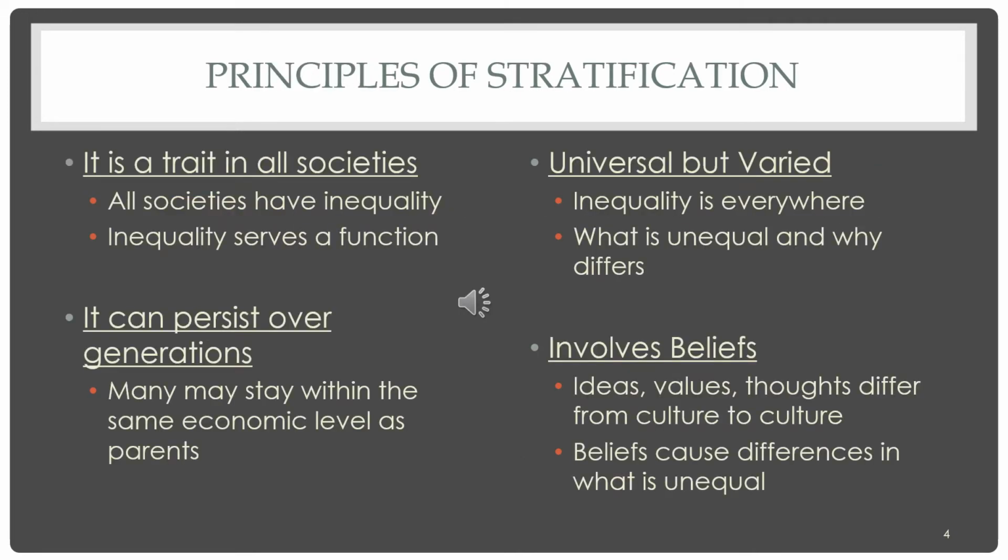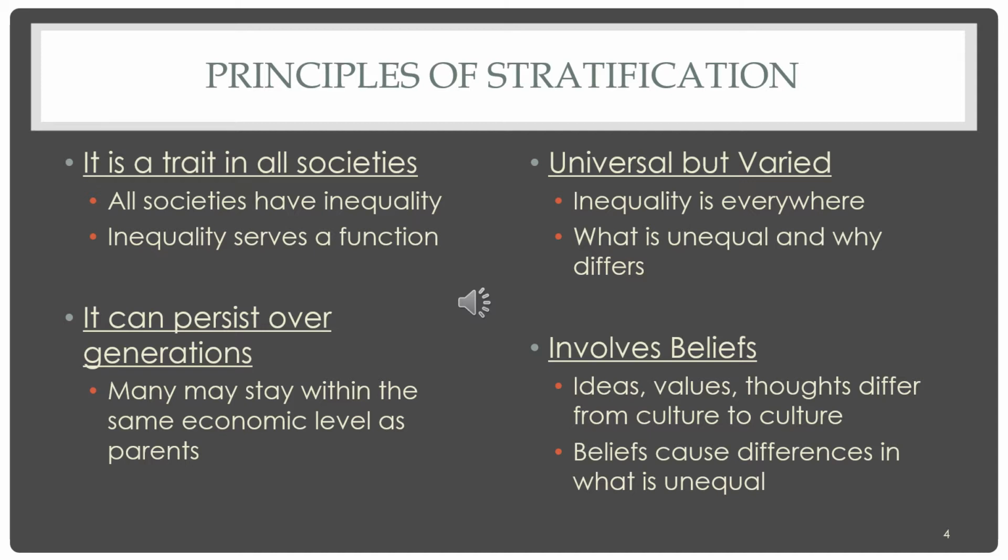When we look at stratification, there are 4 principles of stratification. Basically, 4 fundamental elements of stratification. Number 1, stratification is a trait in all societies. So it's not just in the wealthy industrial nations such as the United States. It is found in all societies. So all societies have some form of inequality. What that inequality is based on and why may vary, but all societies have a trait of stratification, and in all societies that inequality serves a specific function.